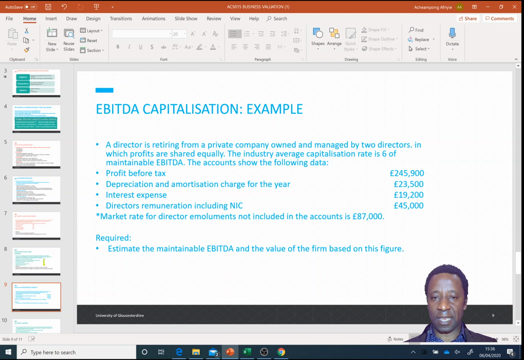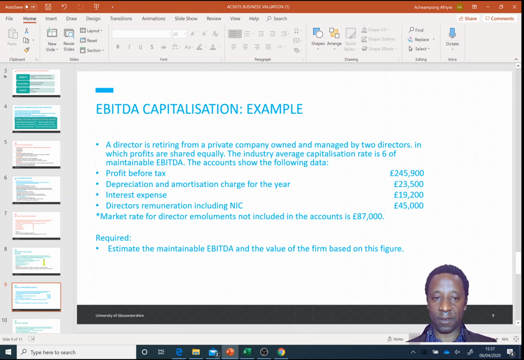So what we're saying is it would not be right if we just take the reported director's remuneration. Why? Because in real life, if this person, this executive, was not a director, then they would have been taking out 87 instead of 45. So we need to adjust this here, right? We need to make a change. We have to pretend as if this person is not there, right? and account for what the true market situation would have been.